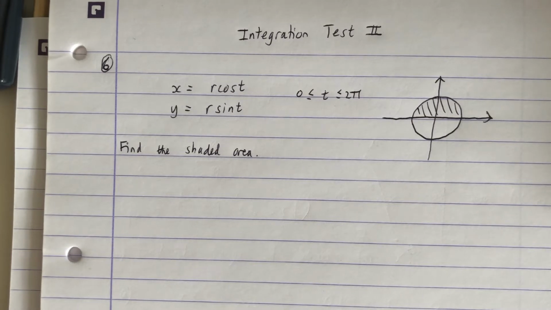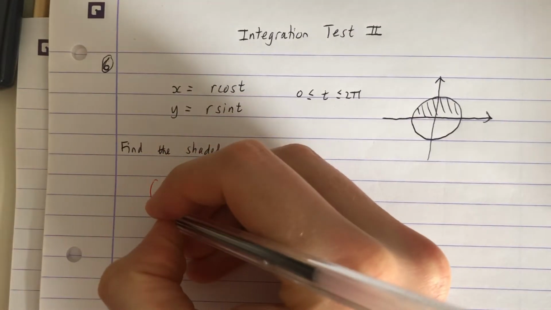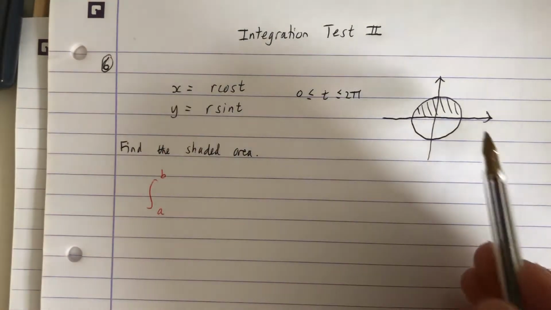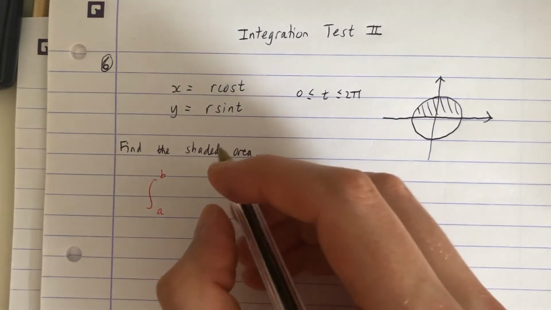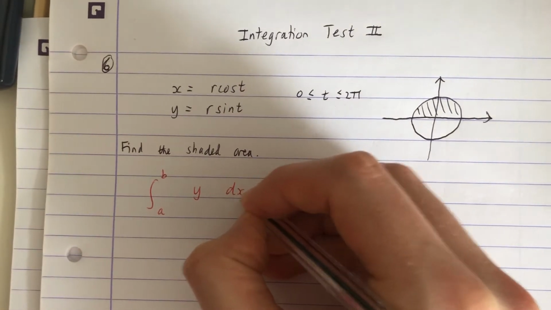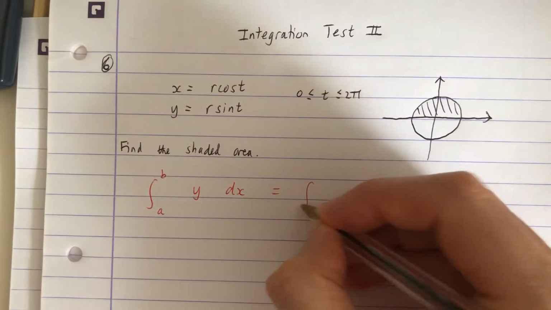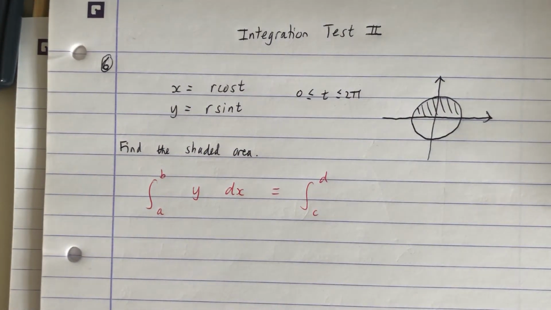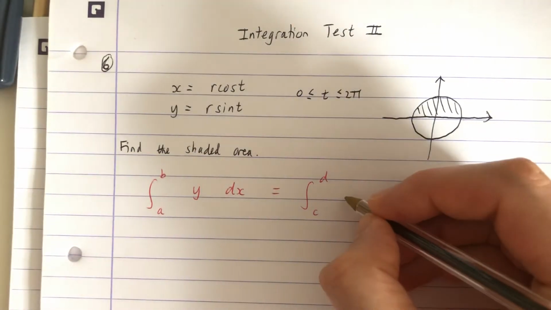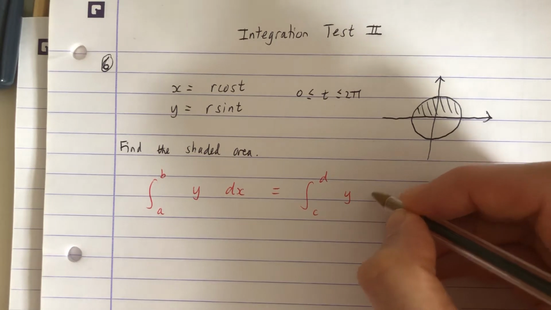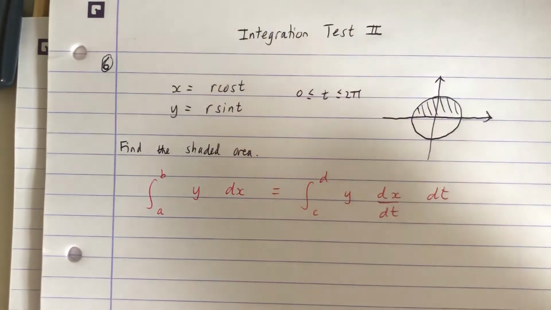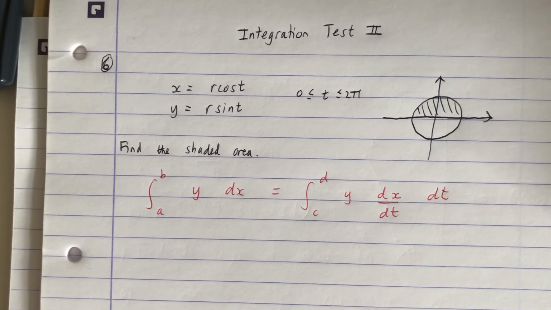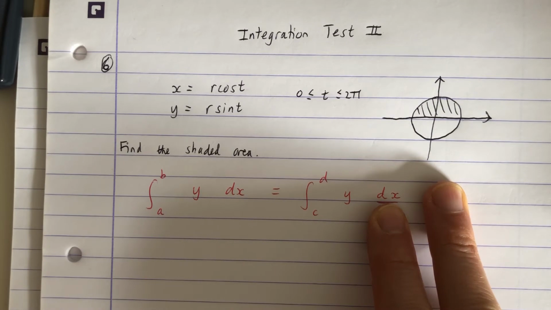So if we were working in Cartesian form, then we would integrate the curve y with respect to x between a and b, that x value and that x value. But in parametric form, we integrate between c and d, where c and d are the parameters in terms of t, y dx by dt, dt. That is the formula that you should know. One way to remember that is the dt's cancel and you're left with dx on both sides.